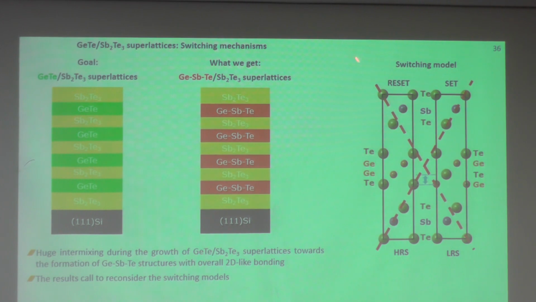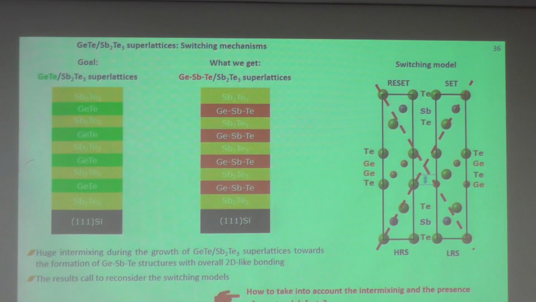So the idea of using local rearrangements of elements like germanium does not work anymore. So we need to think about how the switching can proceed in this system. Maybe there is another idea, maybe there are other switching models.